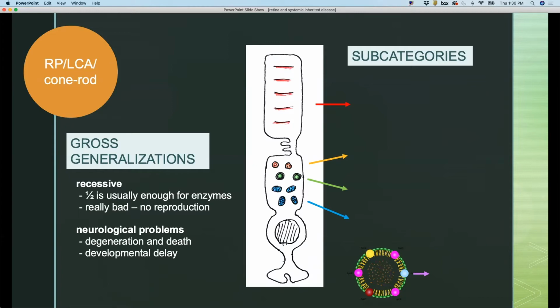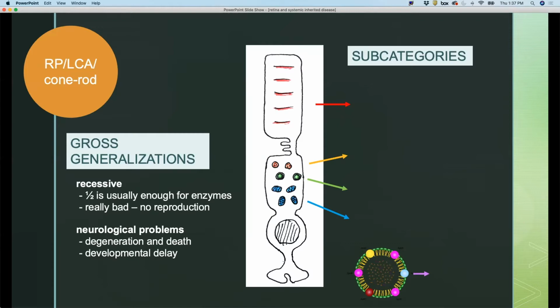So I have some gross generalizations that apply to almost all the diseases in this group. Most of them are recessive. The reason for that I think of as being many of them are mutations in enzymes. And for enzymes, where one enzyme might catalyze 10,000 reactions, if you have half of the quantity of enzyme, that's usually enough to get the job done. So you really have to have no enzyme at all by having 2 bad copies of the enzyme to have a disease.